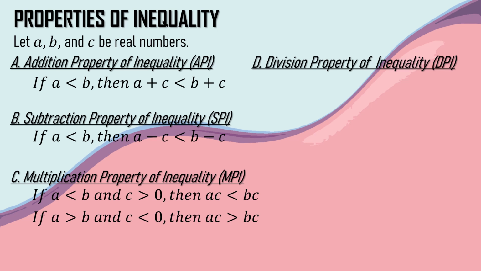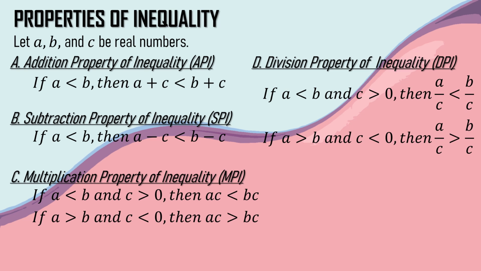Last is the division property of inequality or DPI. If A is less than B and C is greater than 0, then A over C is less than B over C. If A is greater than B and C is less than 0, then A over C is greater than B over C.